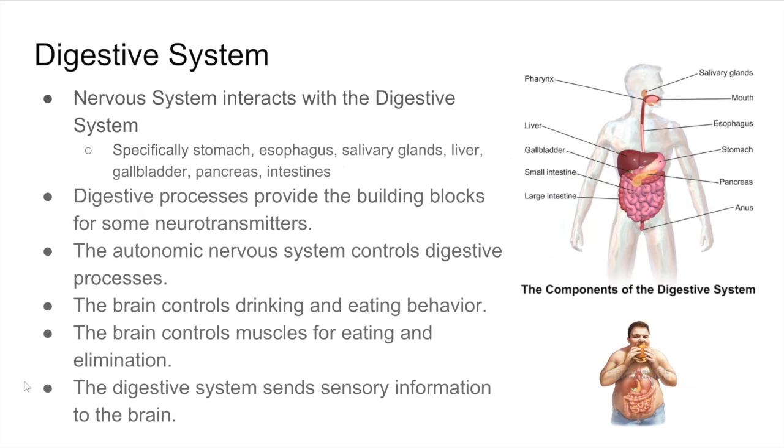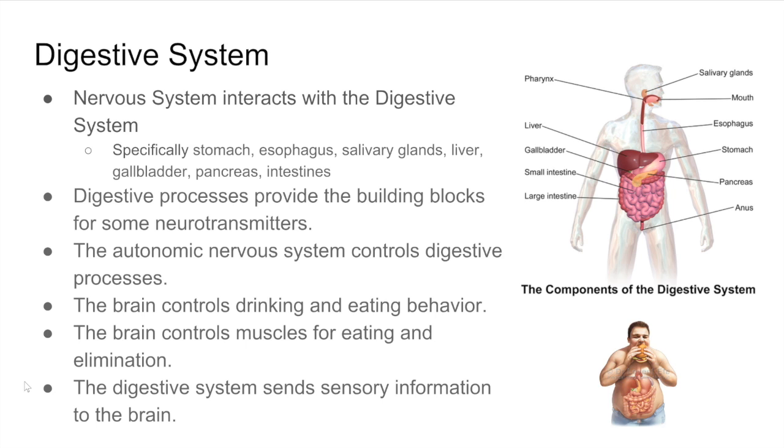The digestive system interacts with the nervous system, specifically with its stomach, esophagus, salivary glands, liver, gallbladder, pancreas, and intestines. The digestive processes provide the building blocks for some neurotransmitters. Like, it provides amino acids.